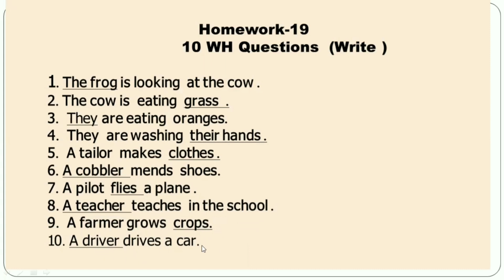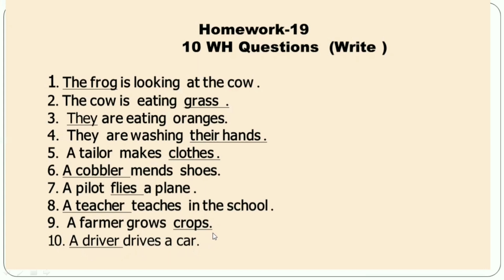A driver drives a car. So here the subject is underlined. So who will be used? After that all words will be written. So who drives a car? And at last you have to write question mark.